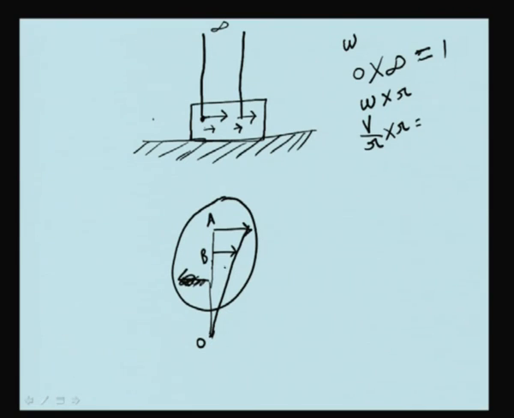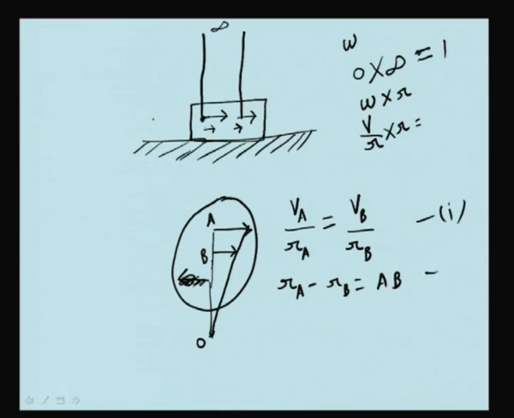Let the instantaneous center be at a distance r(a) from A and a distance r(b) from B. Then V A by R A is equal to V B by R B, and also R A minus R B is equal to A B, the distance which is known to you. From these two equations, if you know the ratio V A by V B, you can determine R A and R B.